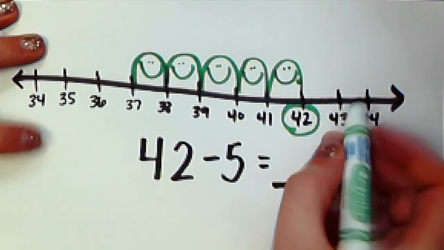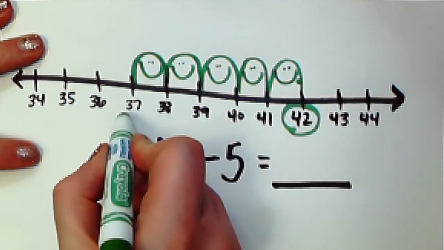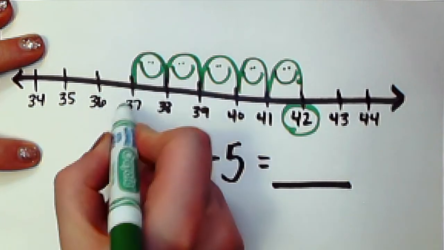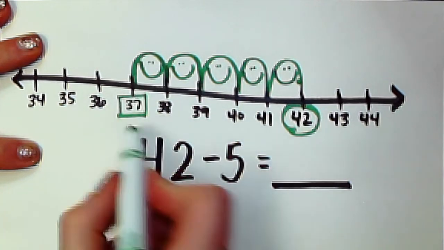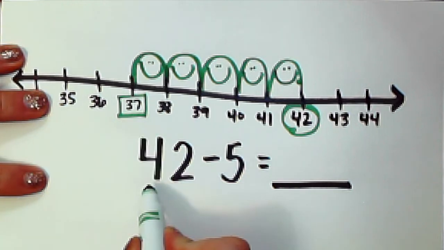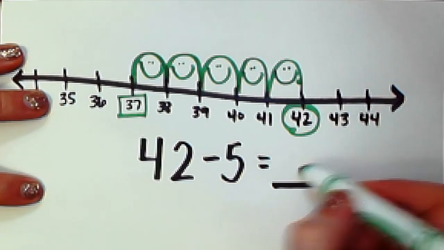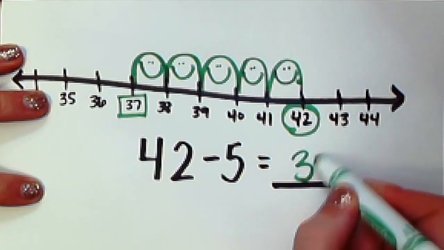And so now I can look on my number line and see that I stopped. My last hump stopped on 37. So I'm going to give it a box to let me know that I stopped there. And now I see 42 take away 5 equals 37.